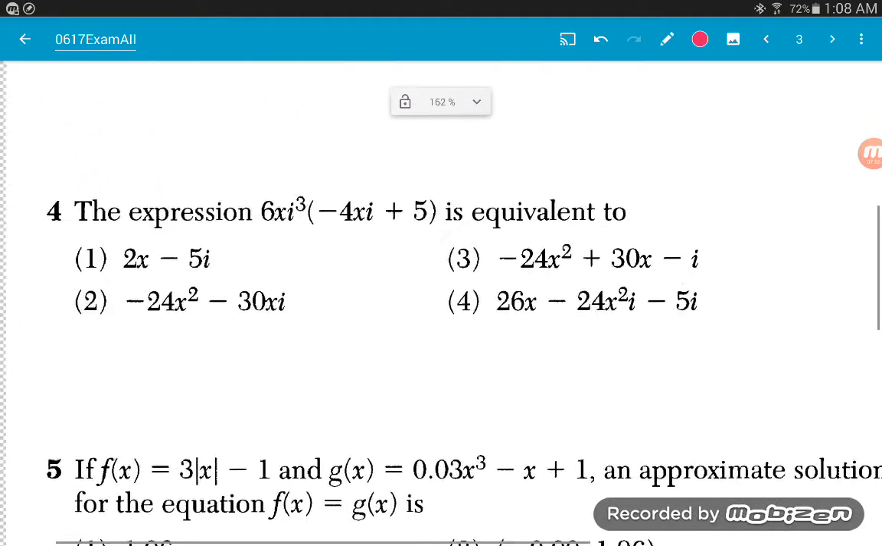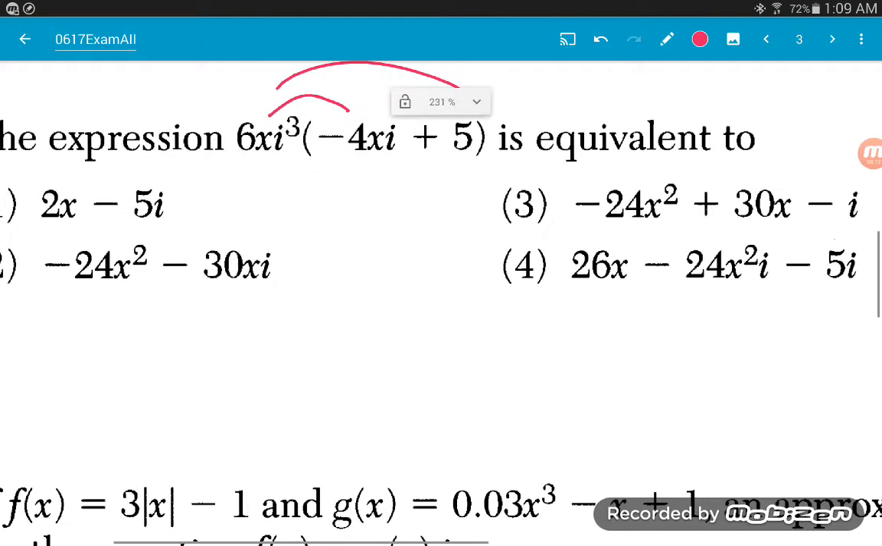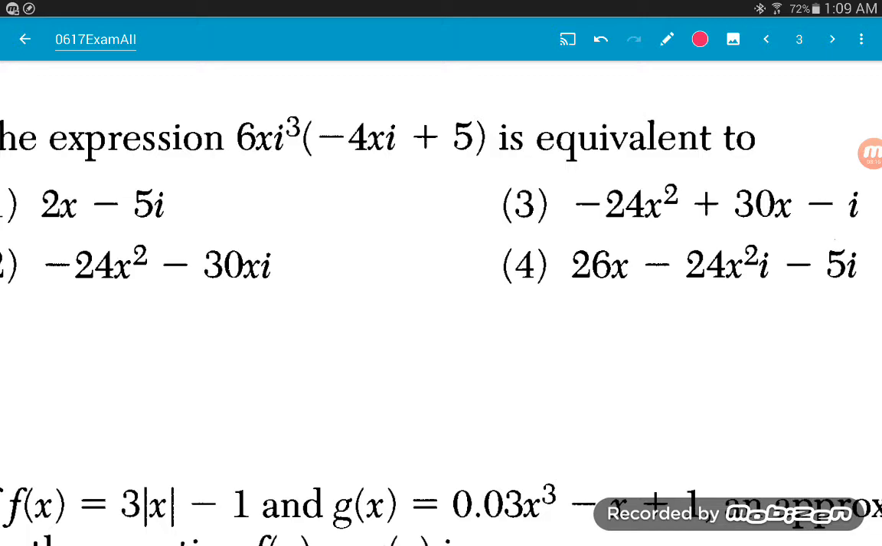Number 4. The expression 6xi cubed times negative 4xi plus 5 is equivalent to. This is relatively simple. They just want us to distribute this onto here. It's a bit of a complicated distribution, so if you were uncomfortable with it, then here's how it works.